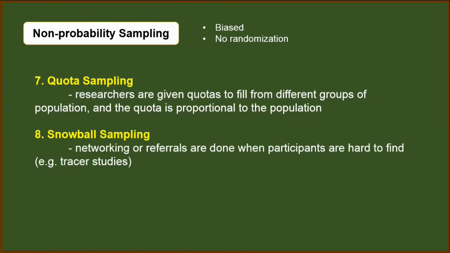For example, in tracer studies for graduates, a university wants to identify where its graduates are now. So if the university has identified one graduate, that graduate will be interviewed, and then after the interview, the researcher will ask where the other graduates are. As the research progresses, the researcher will get more referrals as to where the other respondents are. And finally, self-selection. It involves the participants volunteering themselves as sample.